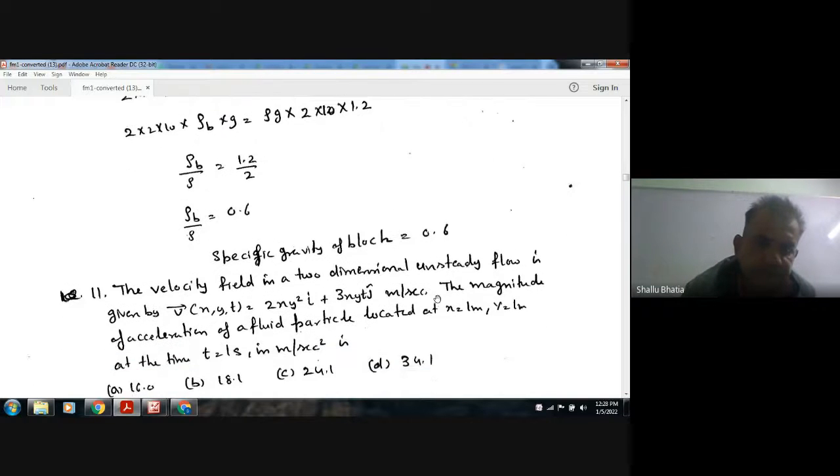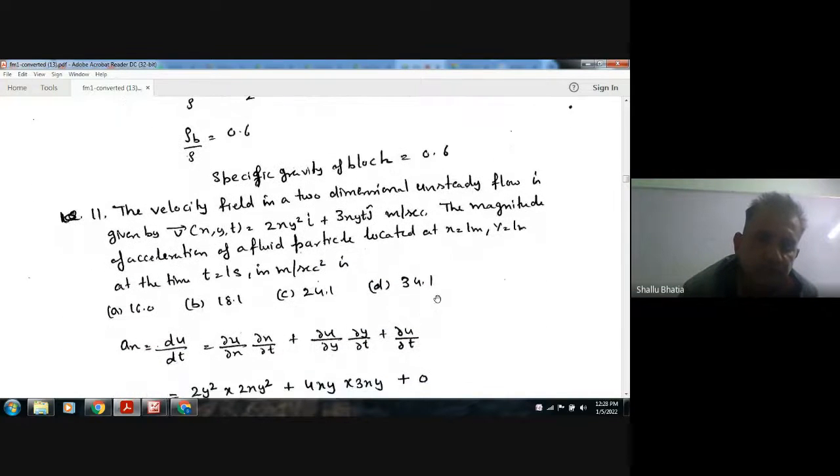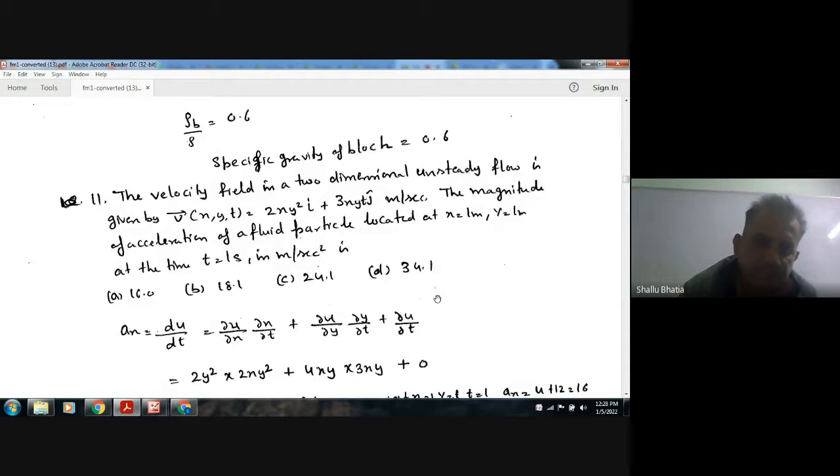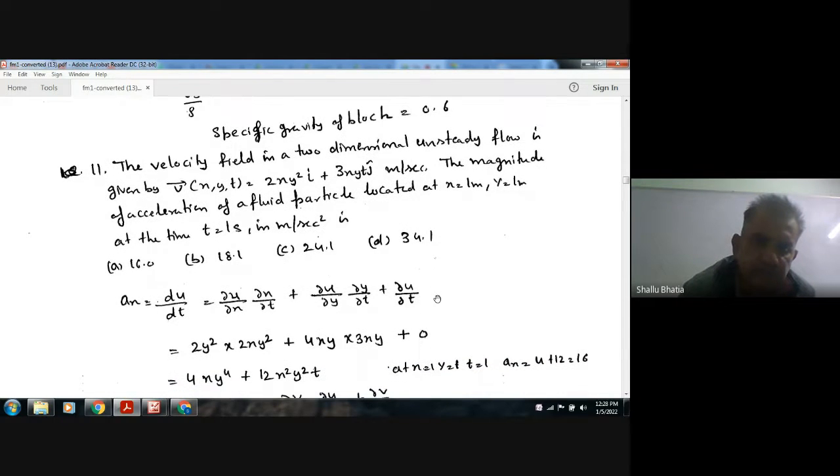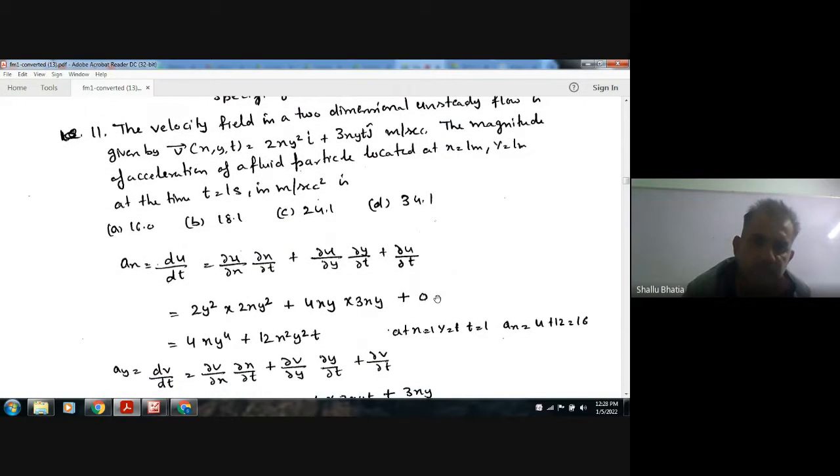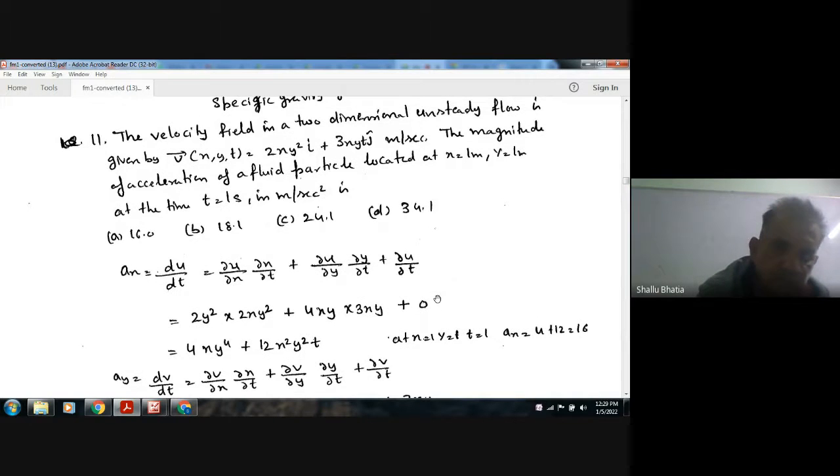Okay. Next, the velocity field in a two-dimensional unsteady flow is given by V = V(x, y, t) = 2xy² i + 3xyt j meter per second. The magnitude of acceleration of a fluid particle located at x = 1 meter, y = 1 meter, at time t = 1 second in meter per second squared is: option A 16, option B 18.1, option C 24.1, option D 34.1. So V here is 2xy² i + 3xyt j.